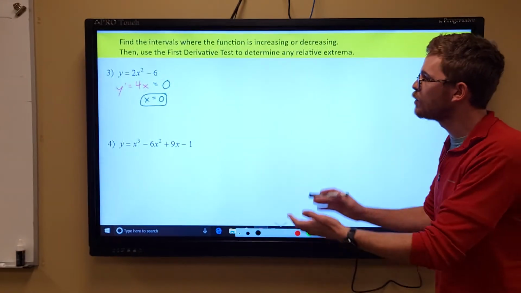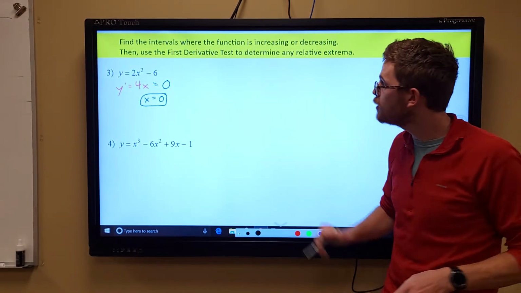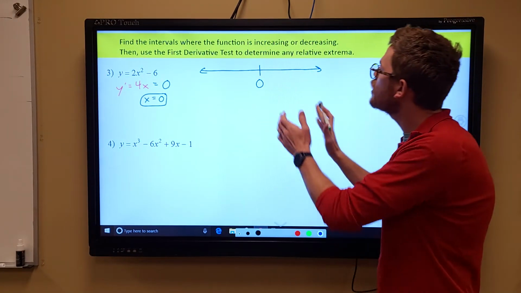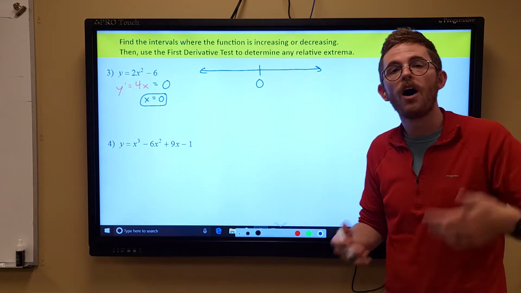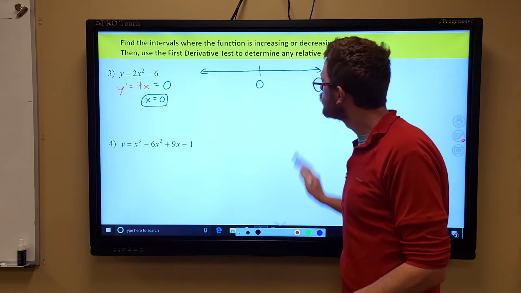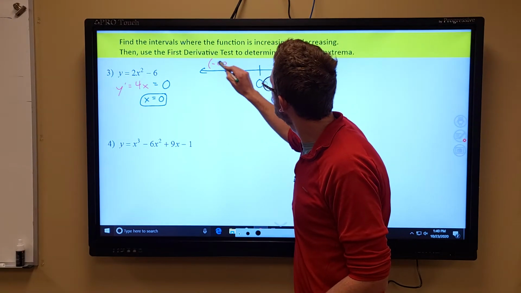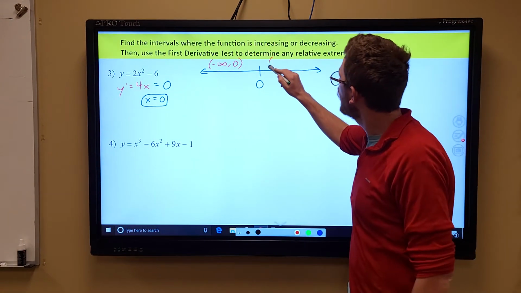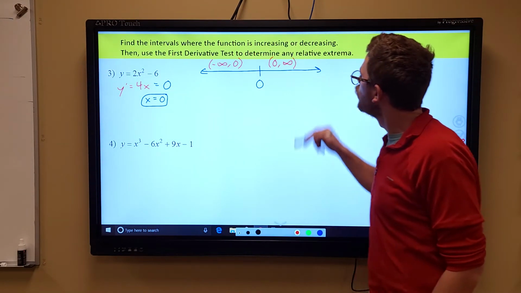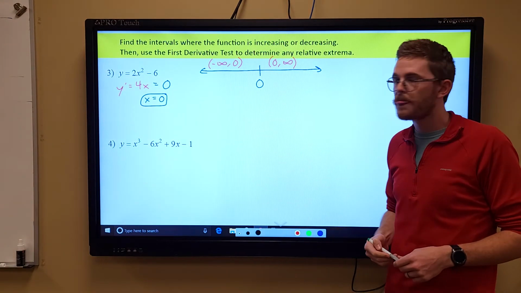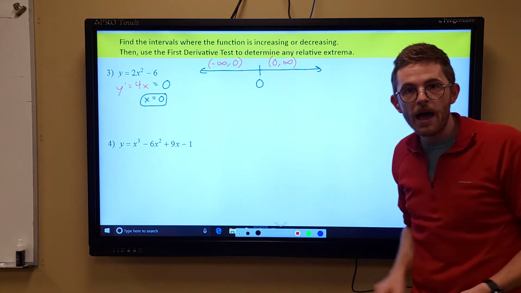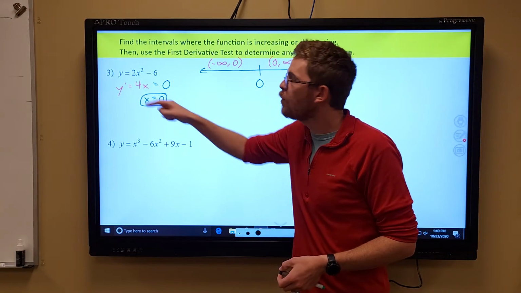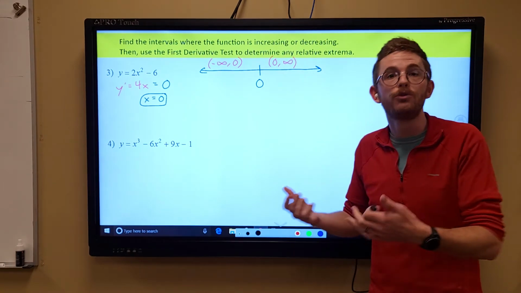So in order to understand what's going on both sides of this x value, I am going to slap it down on a number line, and I'm going to think about what's going on both sides of that x value of 0. To the left of 0 would be the interval from negative infinity to 0. To the right side would be from 0 to infinity. And what is actually happening over here, whether it's increasing or decreasing, we can think about using our derivative.